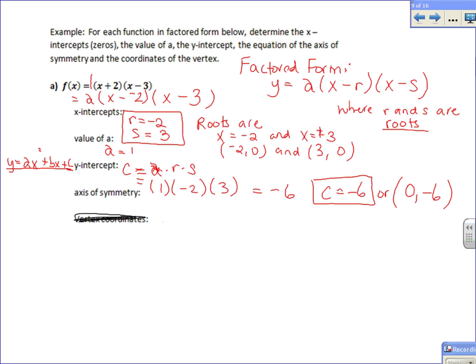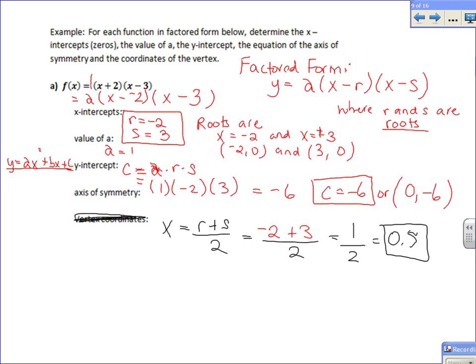So I have this formula: x is equal to r plus s divided by 2. This is my formula for the axis of symmetry. So again, I simply plug in the values of r and s that I know. So I know that r is equal to -2. So -2 plus 3 is r plus s divided by 2. Let's go ahead and do that math. -2 plus 3, it's the same as 3 minus 2, which is 1, over 2 is equal to 1/2, or 0.5. So my axis of symmetry is the line x equals 0.5.